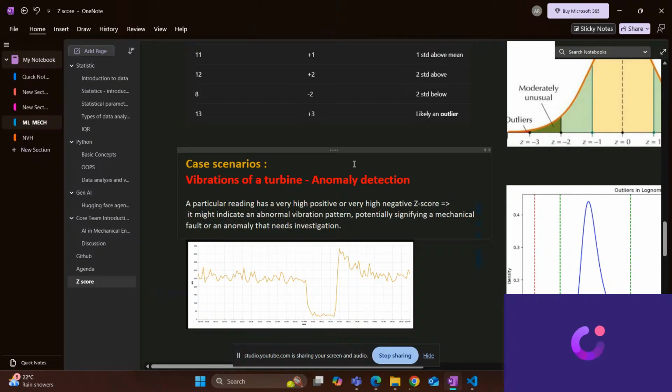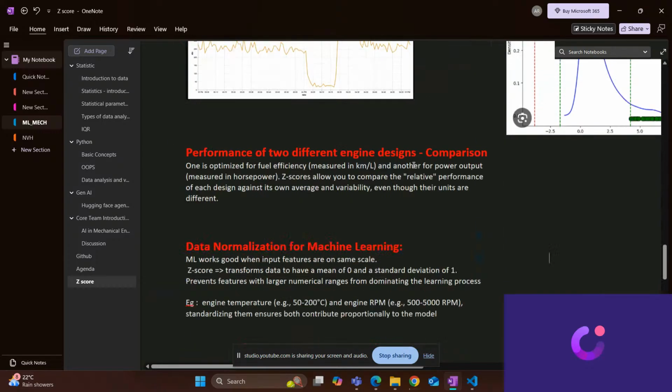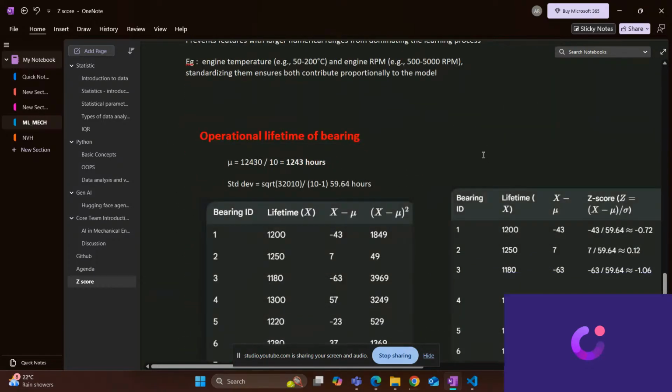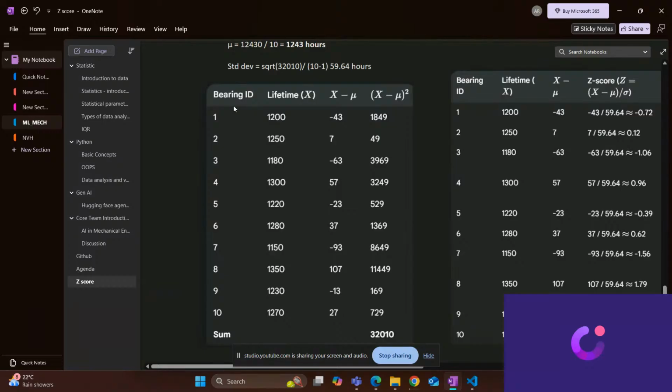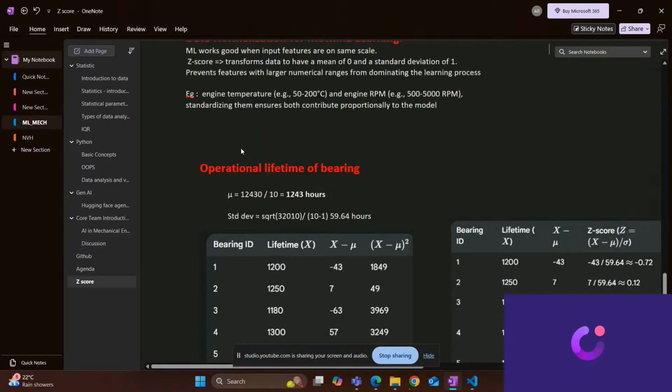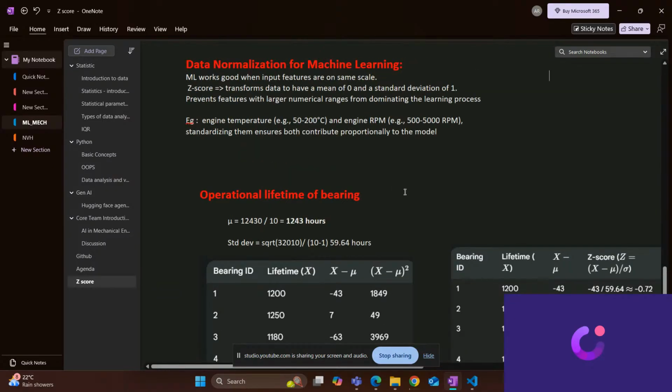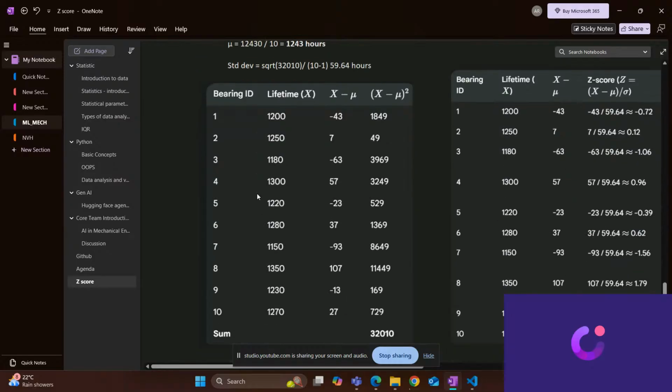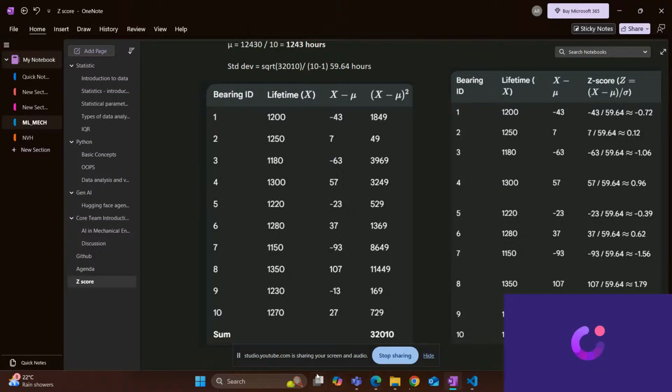So, any other doubts? If not, I have a data set here. We have a scenario where a bearing life is being measured. There are around 10 different bearings, and we have lifetime data for them. Now we need to identify the Z score and give some inference for that.